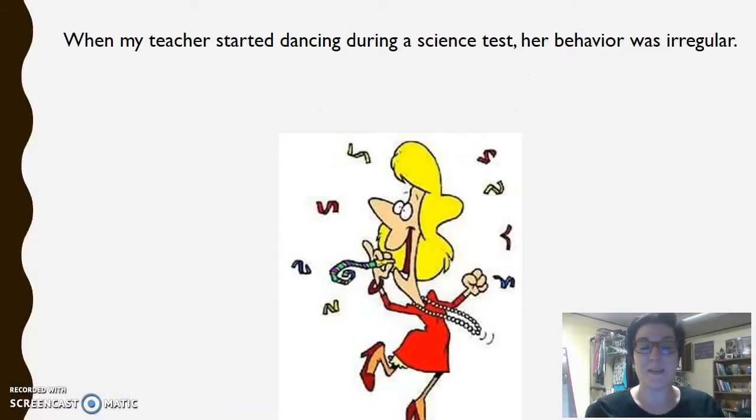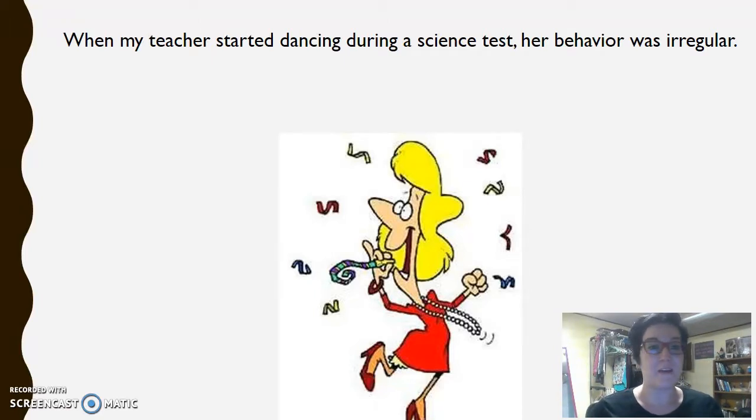And last, when my teacher started dancing during a science test, her behavior was irregular. Now, is there a word in there with a prefix that you might not know? Irregular, you're right. So if we look at our poster, nope. Let's look at the context clues first. That comes first. What can we see inside these context clues to give us an idea of what irregular might mean? A teacher dancing during a test is quite weird, isn't it?